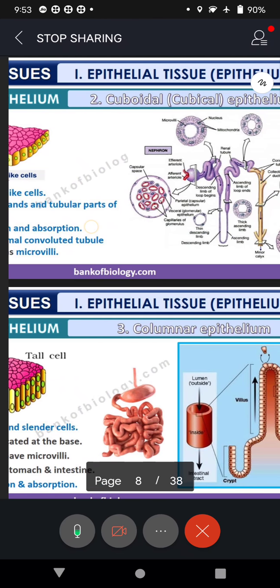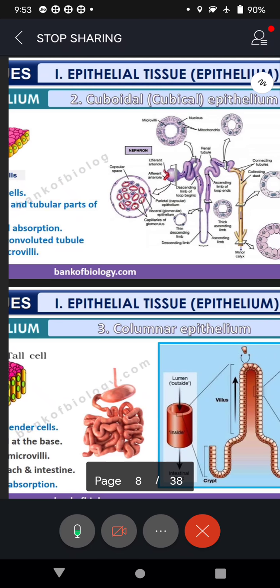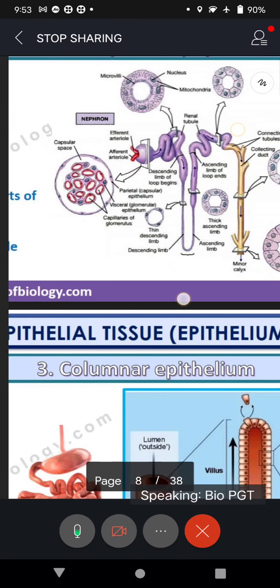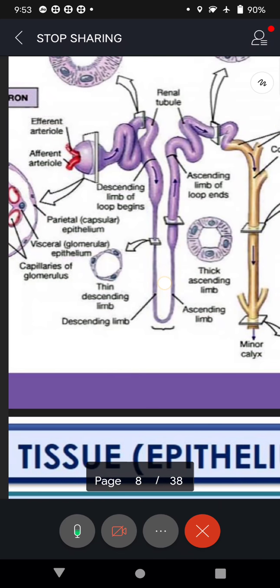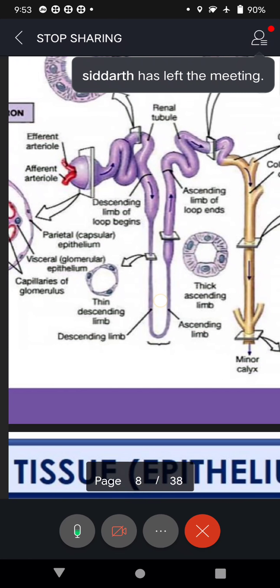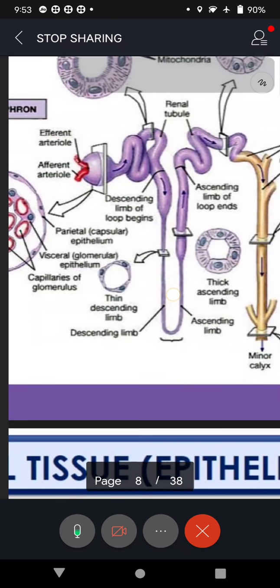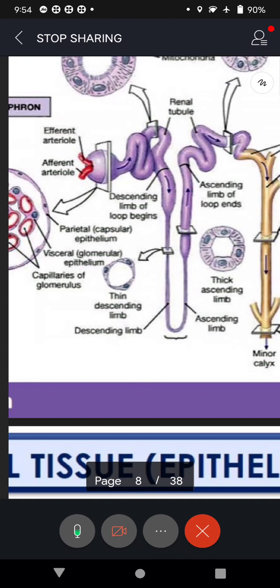Now let us see the diagram. This is what, Naveen? Nephron. And let us identify where this PCT is. I am just expanding it. Look at that. I think you are able to see the PCT, proximal convoluted tubule. Okay, this portion is PCT.